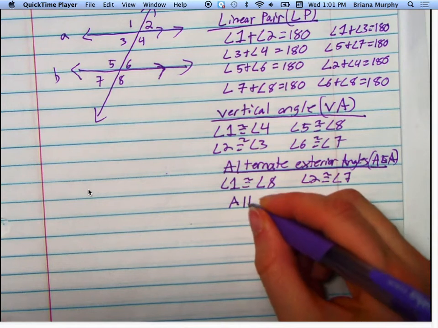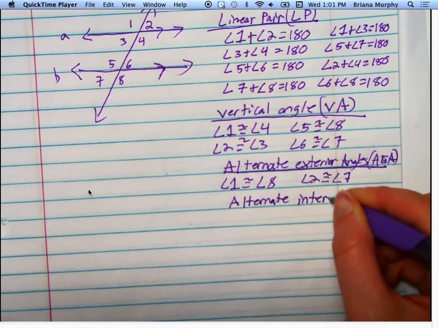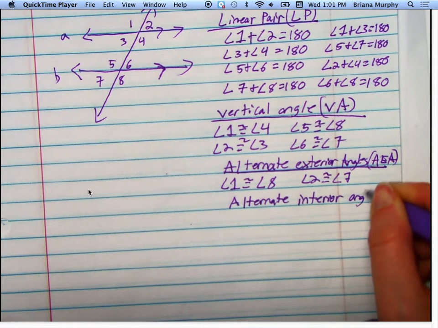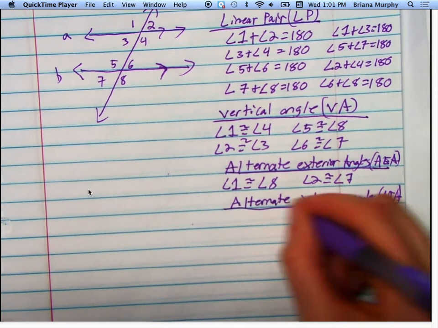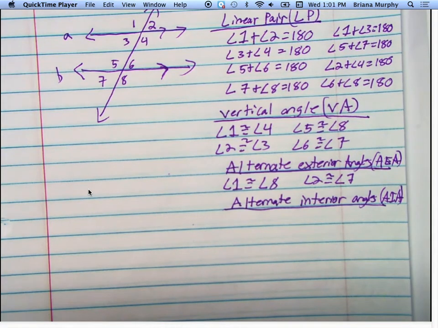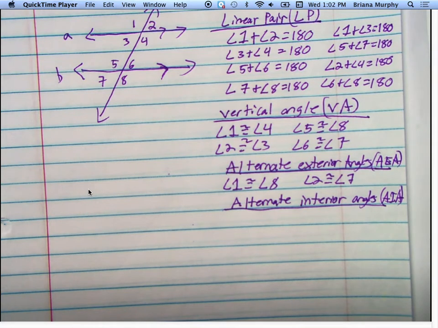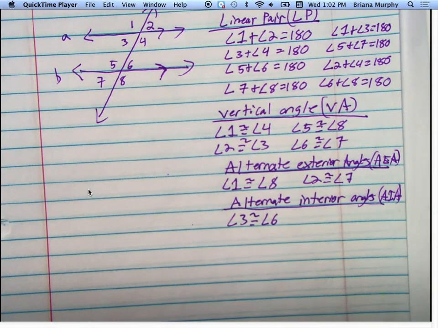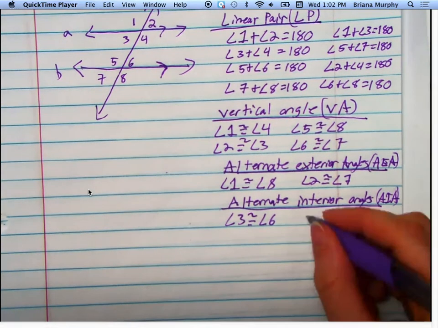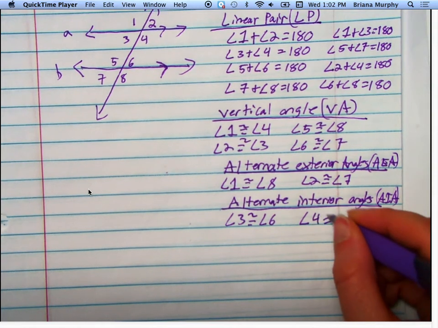Alternate interior, or AIA. Okay, from what we've done, can somebody name an alternate interior angle? 3 and 6, good. They're in between the two parallel lines. Somebody name another one? Angle 4 and angle 5, yeah.